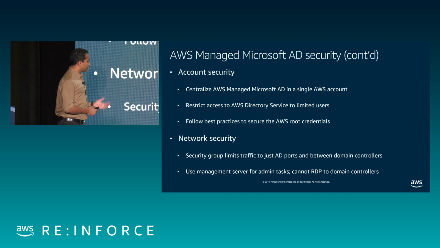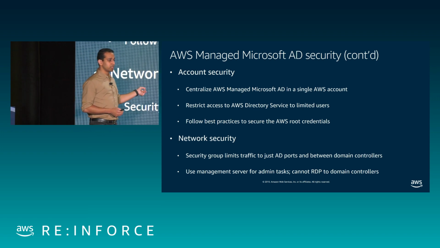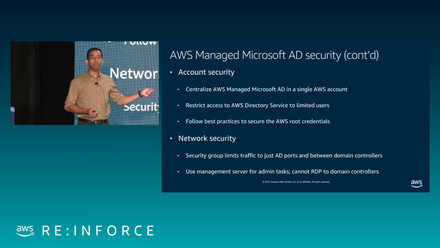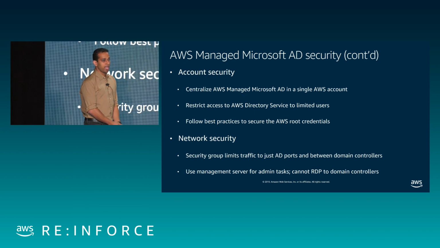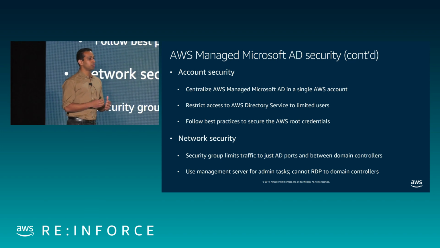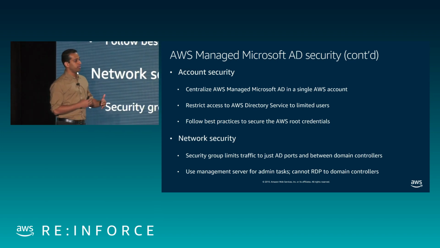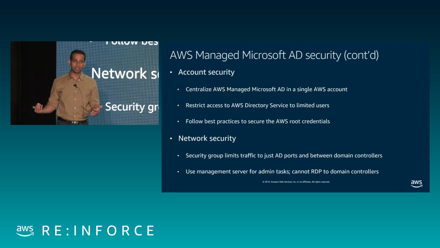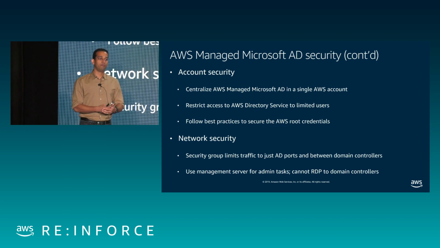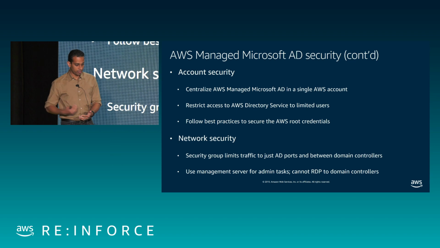In terms of network security, we do two things. One is, when you launch a managed AD, we automatically apply a security group for you that only allows AD ports. And by default, only the domain controllers are talking to each other. So before you can even use the directory, you have to add VPCs and/or subnet CIDR ranges into that security group before AD is even available, right?